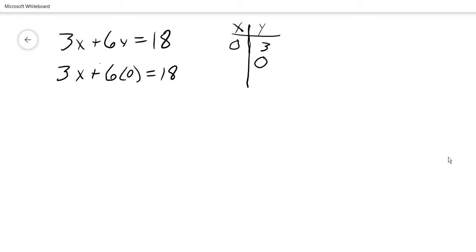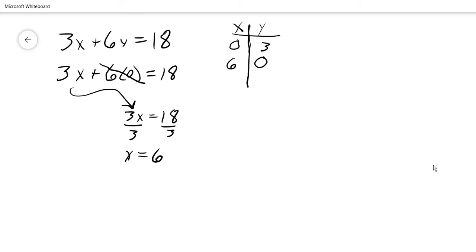Okay, now here 6 times 0 is 0. So it's gone out of here. All we have left is 6x. And bring down that equals 18, break the multiplication, holding the 3 to the x, so that we can isolate the x, and x equals 6, because 18 divided by 3 is 6. Boom, there we go. We have 2 points. To graph, sometimes better to have 3 points, but the space on this little internet whiteboard is limited, so we're just going to leave it at those 2.